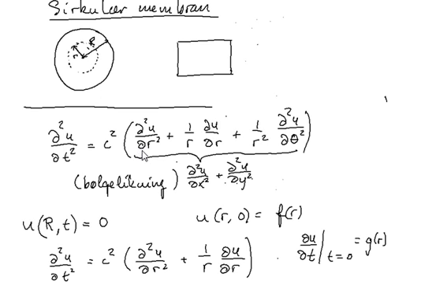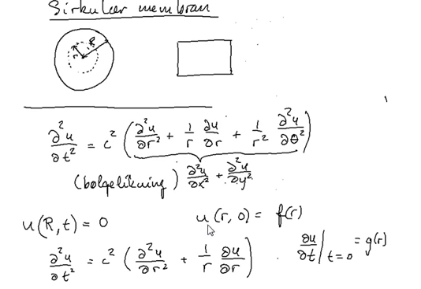And it's natural for us to use the Laplacian in polar coordinates instead of rectangular coordinates, as we did for the rectangular membrane. So in this case, the wave equation takes the following form. Moreover, since we assume that the membrane will not deflect at the boundary, we assume that the displacement at this boundary is equal to 0.